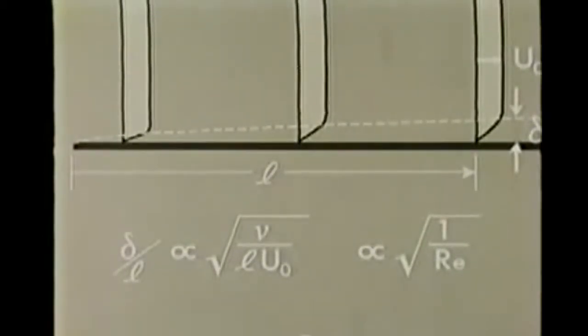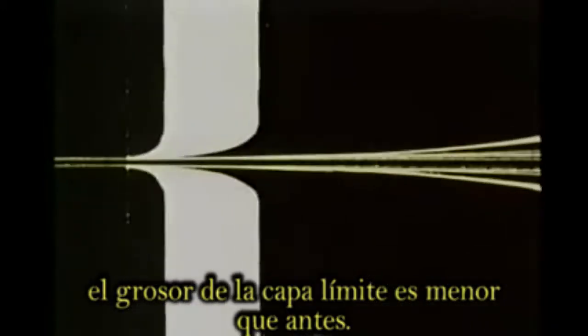To see this effect, here is the normal flow. We will speed up the flow. Now, the flow velocity outside the boundary layer has increased. At any position along the plate, the boundary layer thickness is now less than before, because with a higher mainstream velocity, the boundary layer has had less time to grow.